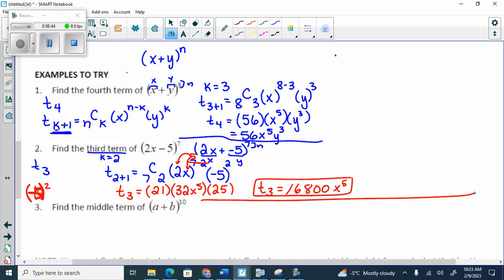Because if there's an odd number of terms, you'll go this, this, this, this, this, this, this, this, middle, right? If there's an even number of terms, you go this, this, this, this, this, this, no middle, right? So how can we tell if there's going to be an odd number of terms? What has to happen?